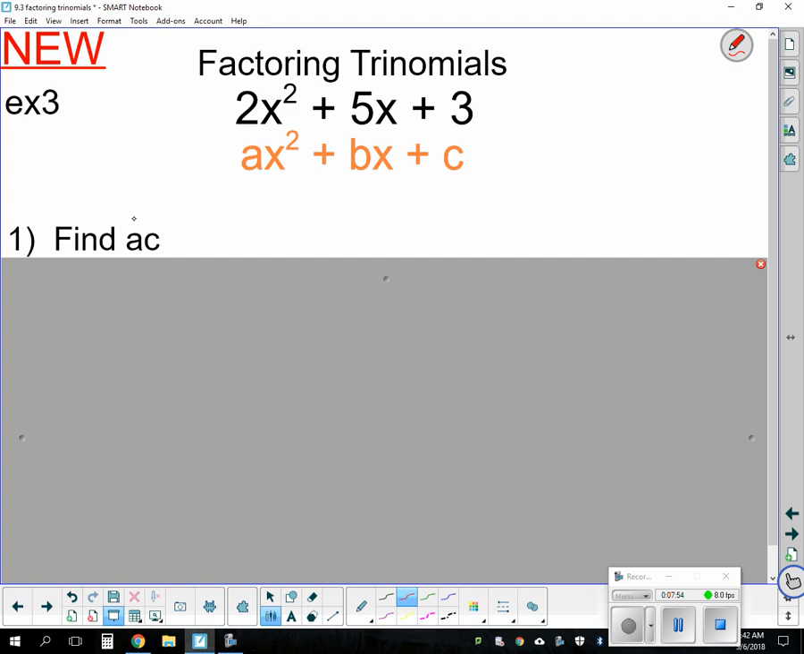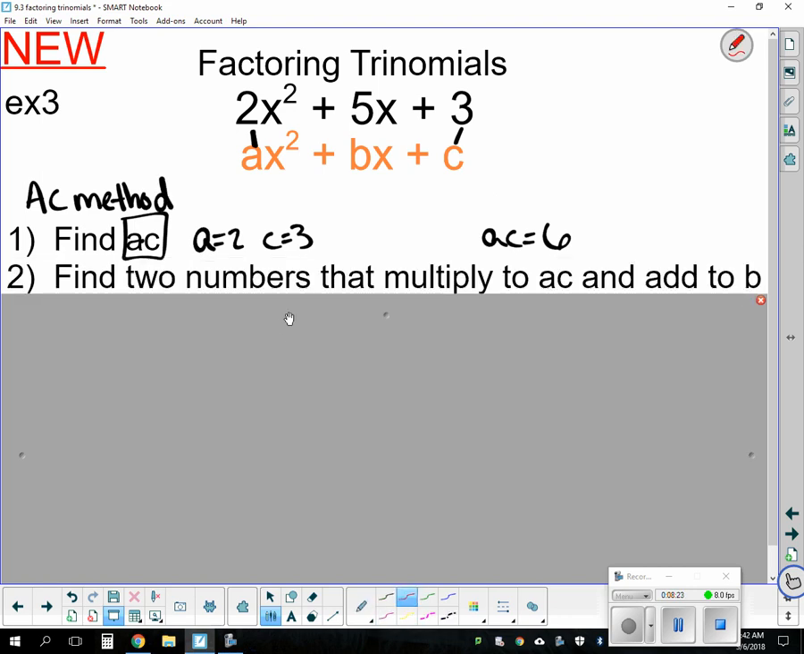First thing you want to find is AC. What operation is between them? Well, if nothing's written, we know that's multiplication. So in this case, A is 2, right there, and C is 3. So AC is 6. Remember what I told you the name of this method is? AC method. That's the reason why, because you start with finding AC.